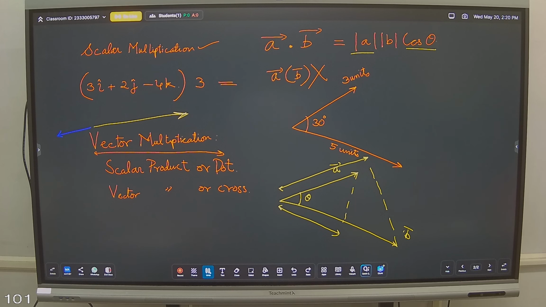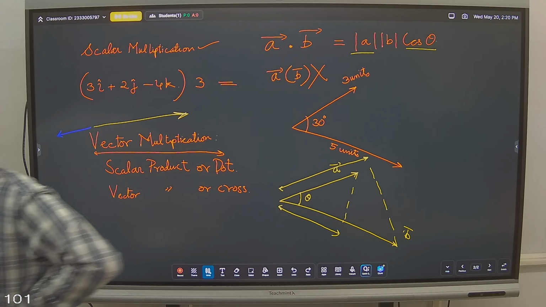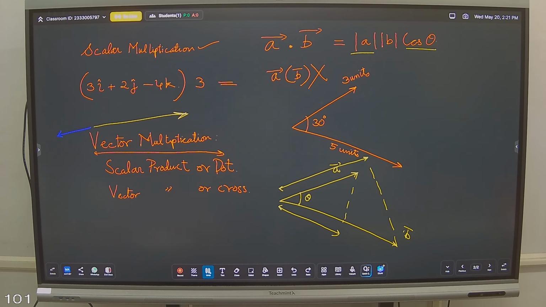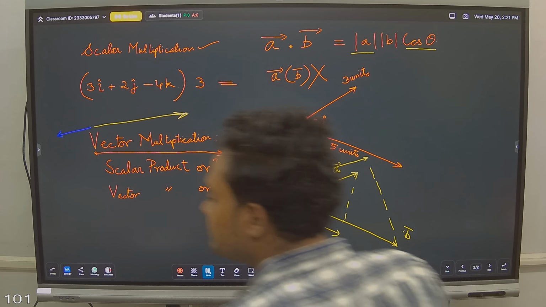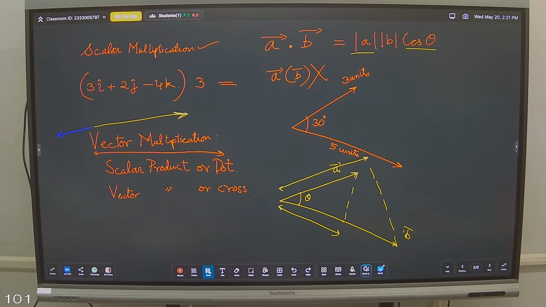The product of the component of A along B with the magnitude of B is the dot product A dot B. The product of the component of A along B with the magnitude of B is called the dot product of A and B.